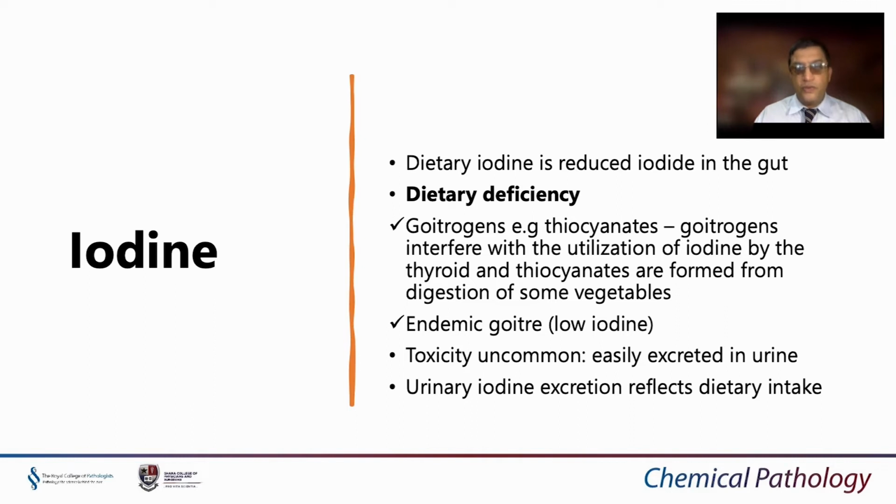Iodine is important for the production of thyroid hormone. Dietary iodine is reduced to iodide in the gut. Dietary deficiency may result from goitrogens and endemic goiter. Toxicity, however, is uncommon. The urinary iodide excretion reflects dietary intake.